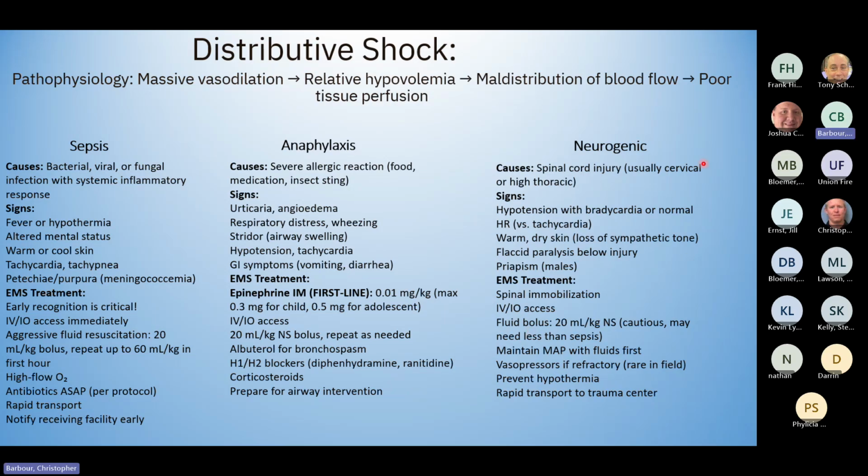The one we don't think about very often is neurogenic. In all the years I've done this, I've only truly seen 2 patients in the field that were neurogenic, and neither of them was a child, though one was only like 20 years old. If you have any suspicion of an injury to the spinal cord or high thoracic area, you're going to want to possibly look at this. You're going to have hypotension with bradycardia or a normal heart rate. They're not going to be tachycardic. Flaccid limbs below the injury, and in males, you may see a priapism.